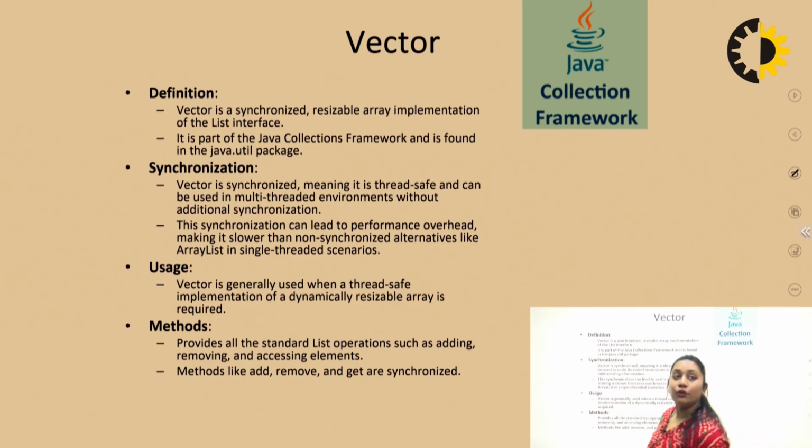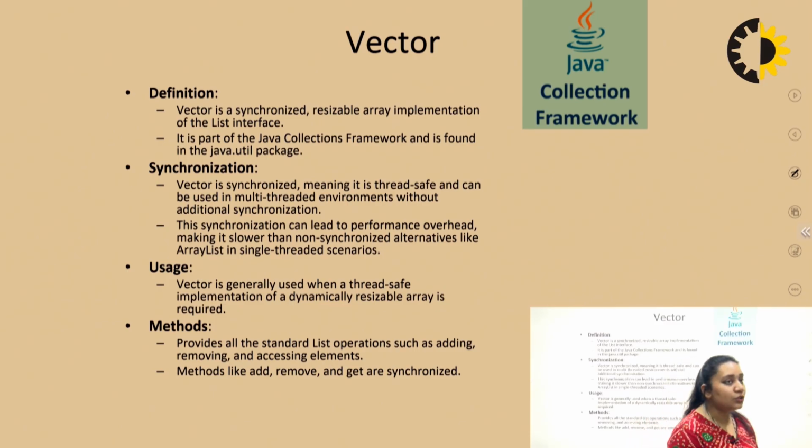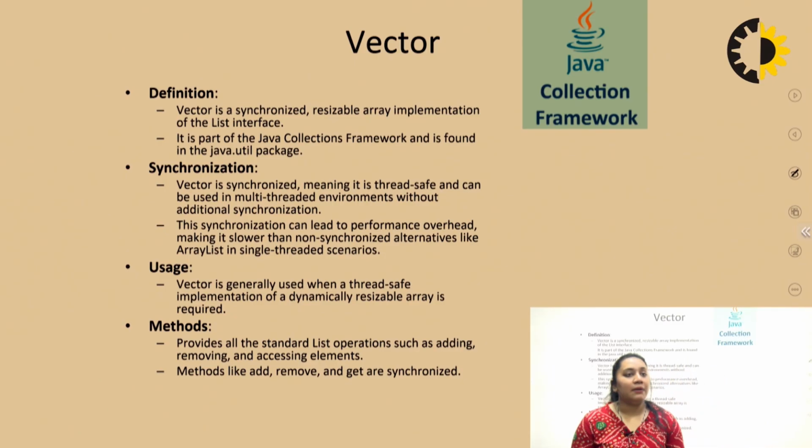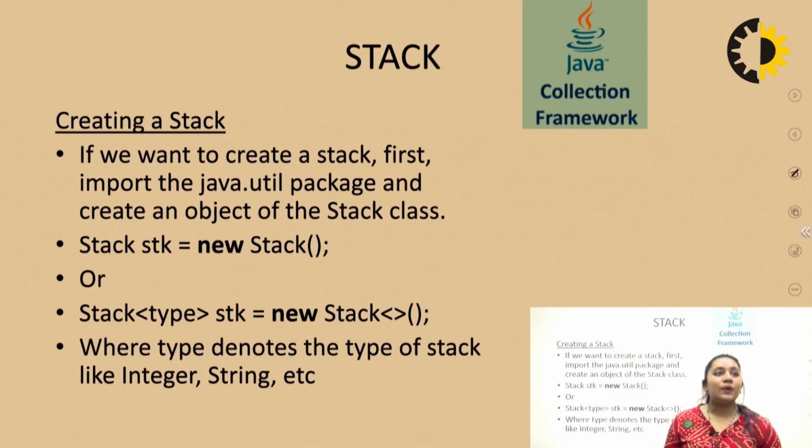Vector is synchronized and it is a resizable array which can be implemented with the List interface. It is synchronized, so it can be used in a multi-threaded environment, though this can also lead to performance overhead, making it an alternative to the single-threaded approach. Next, the uses: it can be used in various thread-safe scenarios, and it is very dynamic, where a resizable array can be implemented. The methods you can use in this are add, remove, and getting the synchronized elements. Next, we have the stack.